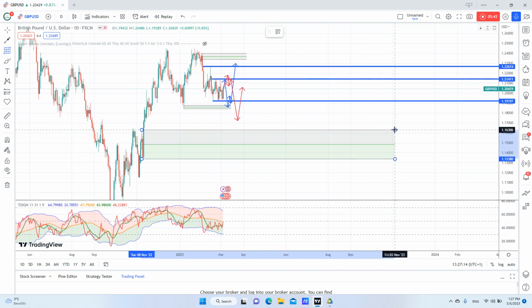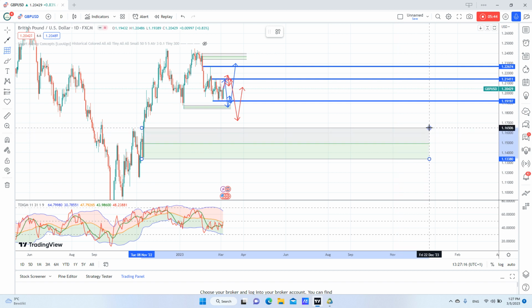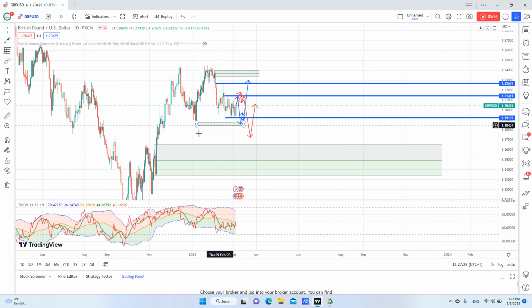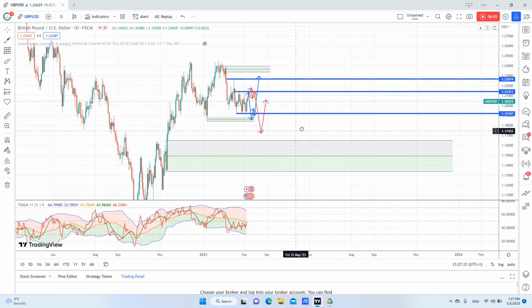And we have also a huge imbalance. So I will mark also the imbalance with the order block. But this is on daily time frame, so it needs refinement, but we will do it later. So that's it for the next week for this pair.